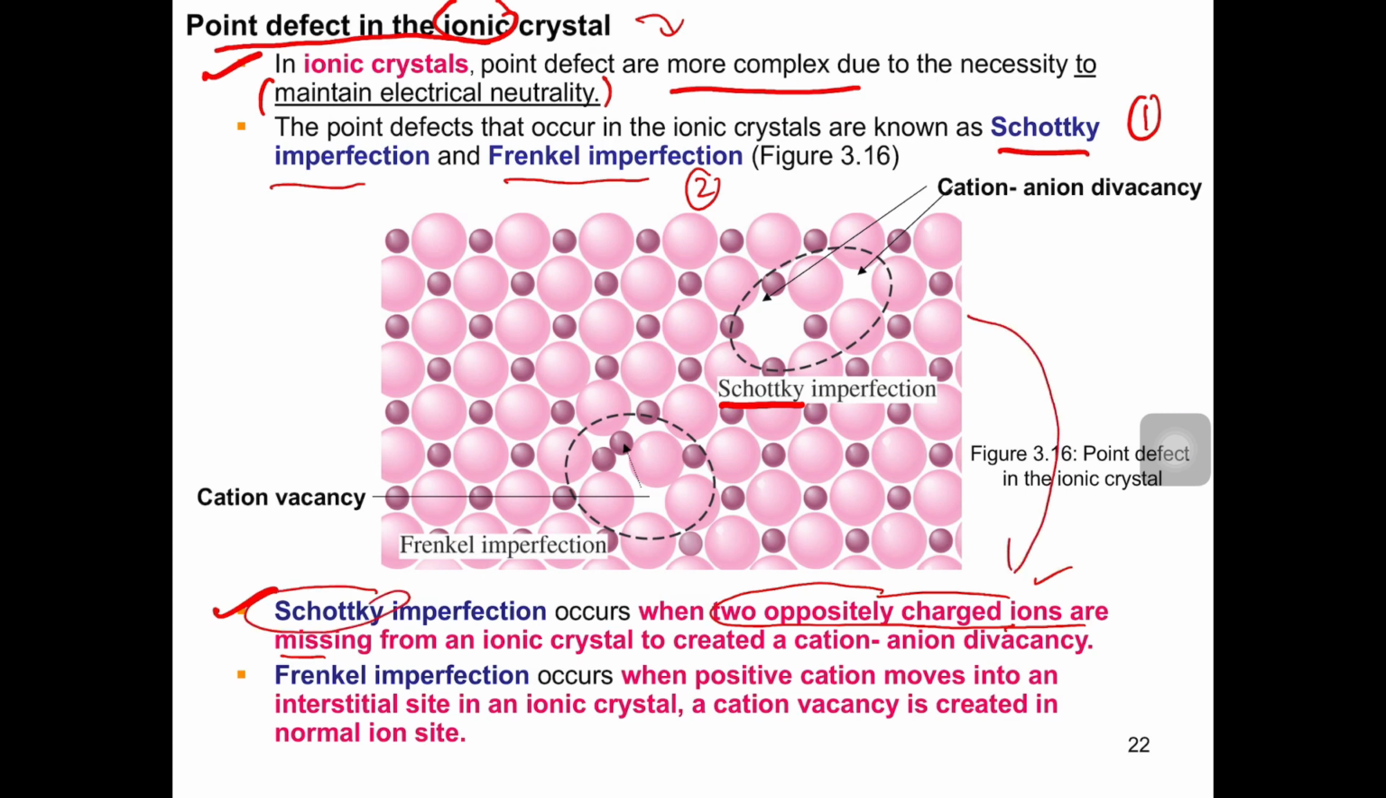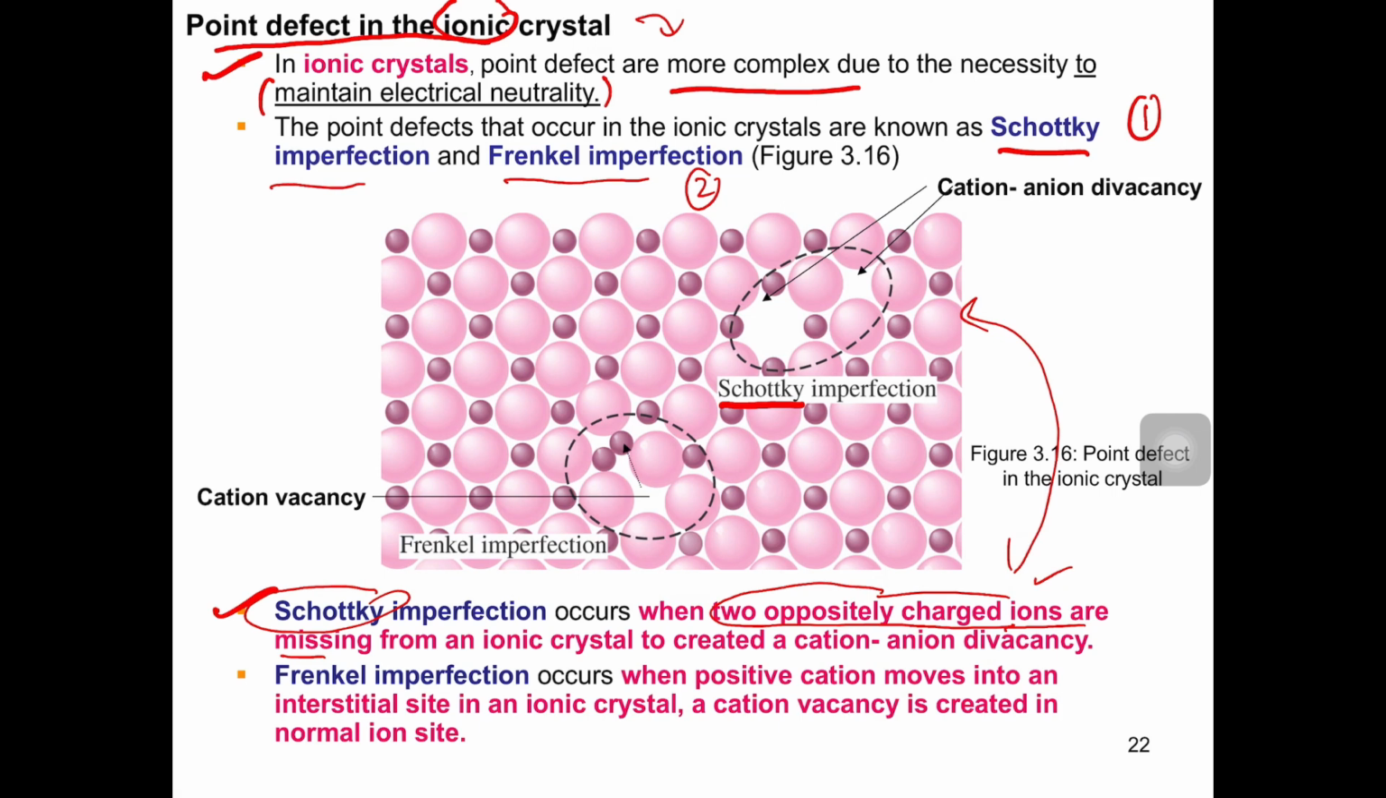This one is the diagram. From an ionic crystal, it creates a cation-anion divacancy. That means that you are missing a positive and a negative ion.